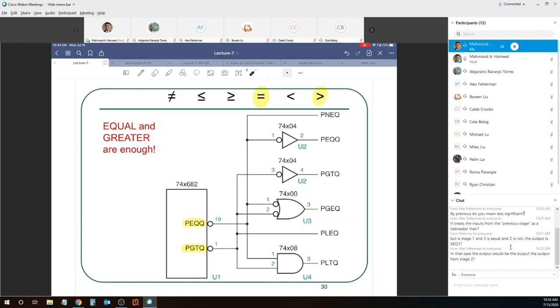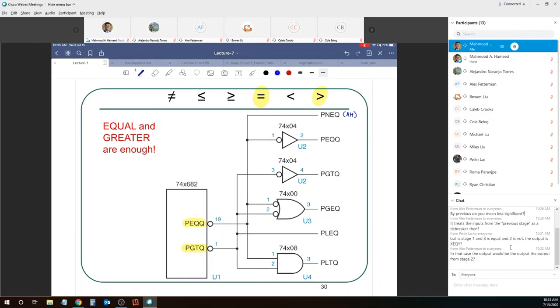If you look at P not equal to Q, how do you know whether P is not equal to Q? Well, it is simply the complement of P equal to Q. We have connected it directly to P equal to Q, but because this is an active low output, P not equal to Q becomes an active high output. That's it. They are the same wire.